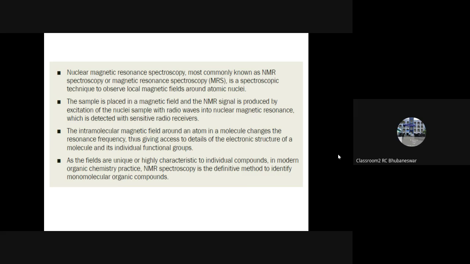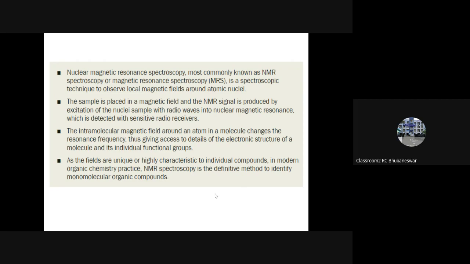Okay. So what will happen? The intramolecular magnetic field around an atom in a molecule changes the resonance frequency. When the excitation happens, the molecular frequency changes, and the frequency of the radiation being observed must match, so that coherence happens. Then only will that resonance take place and the nucleus go to the excited state.